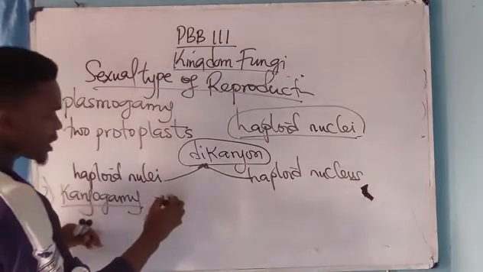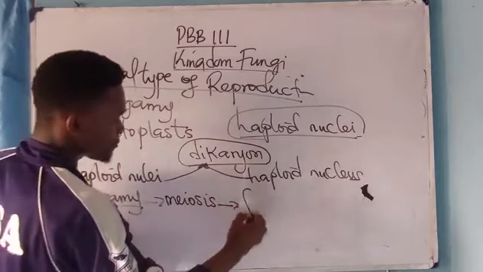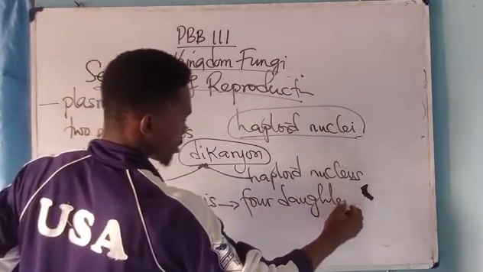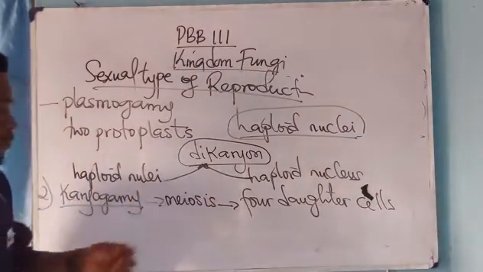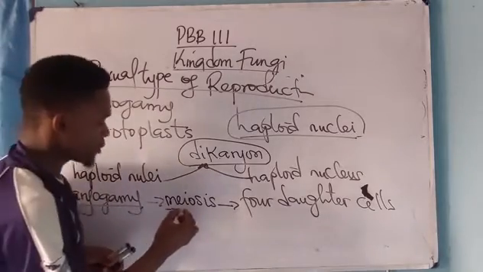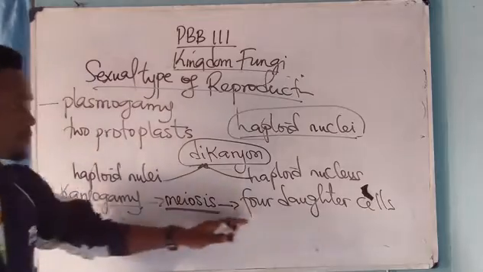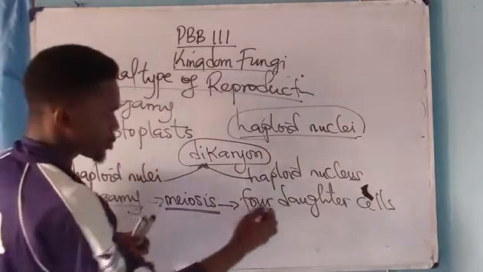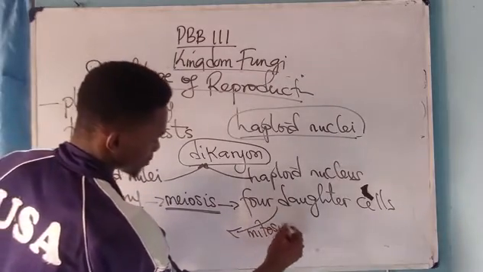As long as it undergoes meiosis, it produces 4 daughter cells. Please, not mitosis, meiosis. You know, with meiosis, 4 daughter cells are produced. Now, these 4 daughter cells produced will undergo mitosis.